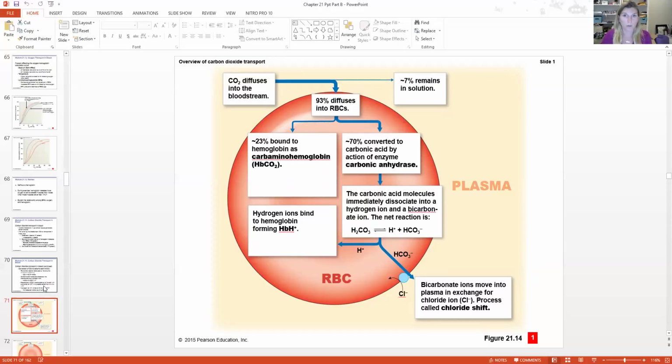Bicarbonate will be released into the blood. The hydrogen ion sticks around. That bicarbonate was shifted or exchanged for a chloride ion, and our hemoglobin soaks up that extra hydrogen ion.